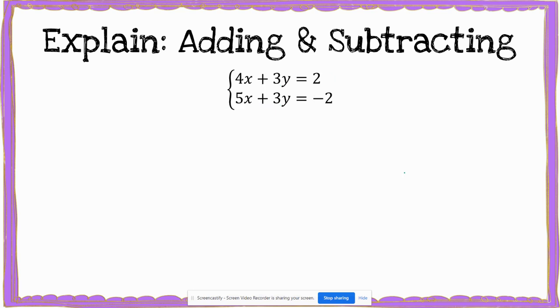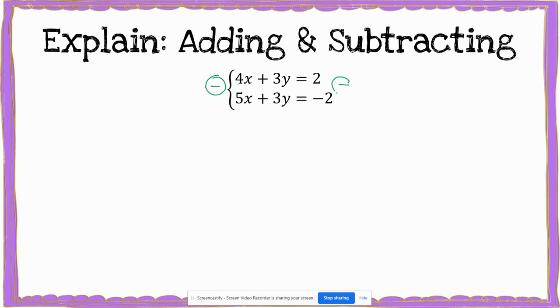Now example 3 says 4x plus 3y equals 2, and 5x plus 3y equals negative 2. Well, when I look at my coefficients, I have positive 4 and positive 5, which are not zero pairs. Then I also have positive 3 and positive 3. Again, those are not zero pairs. But what I can do here, instead of adding, is that if I have a coefficient that is exactly the same, I can subtract both equations from each other.